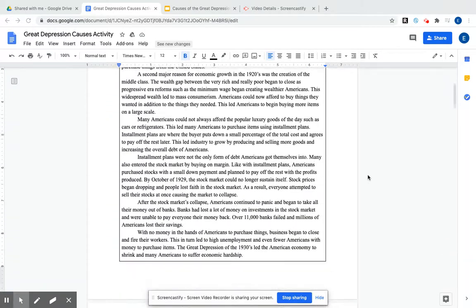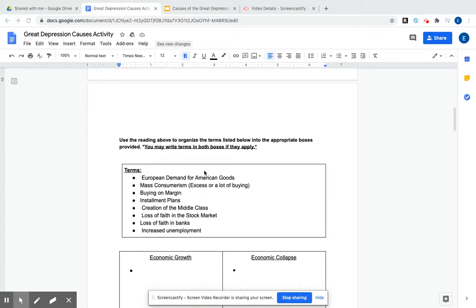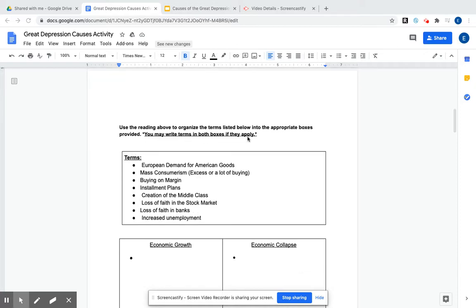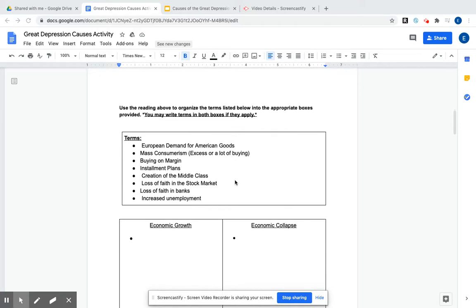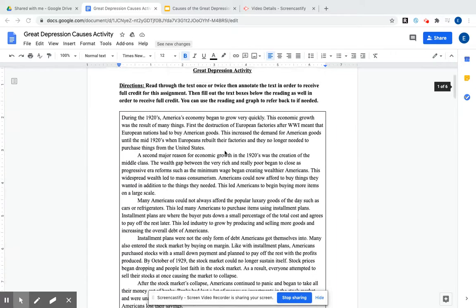So I'm going to go ahead and scroll down past the text that you'll annotate. This right here says, using the reading above, organize the terms listed below in the appropriate boxes provided. You may write terms in both boxes if they apply. So we'll do the first one together so you understand what exactly you need to do and what that looks like.